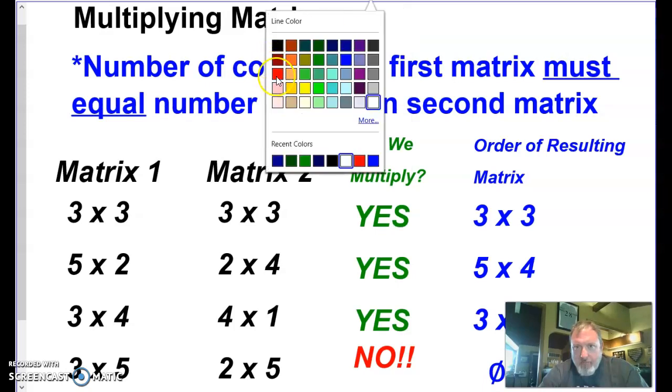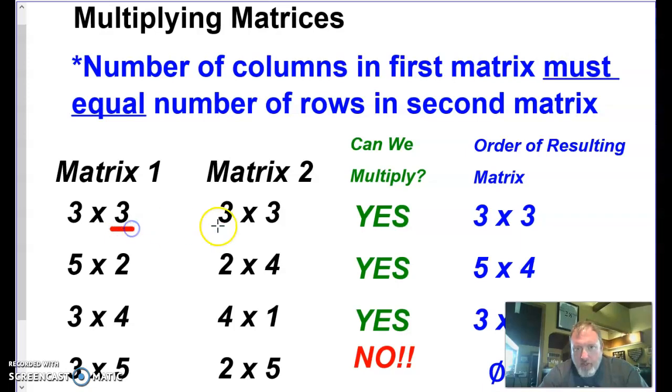So I'm just going to switch to the line tool here. What we're talking about is right there. The column, when you have your order, it's row by column. The number of columns in that first matrix has to equal the rows in the second one. Since that is the case, we can multiply these together. Your result is going to be the outside numbers. So since these are the same, your result is going to be a 3 by 3 matrix.